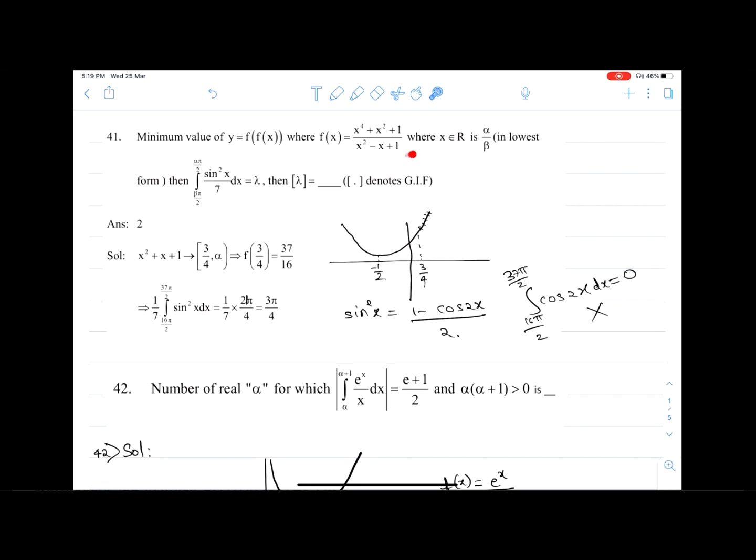So this problem you come across many times. x power 4 plus x square plus 1 by x square minus x plus 1 is nothing but x square plus x plus 1. So we go to the next question.